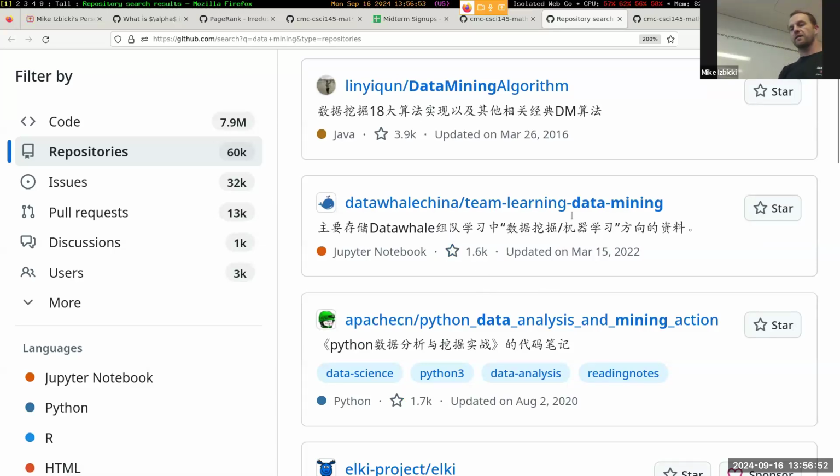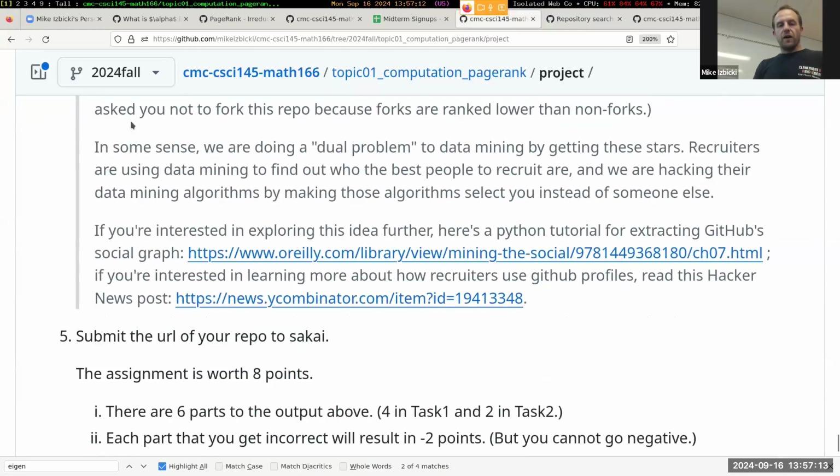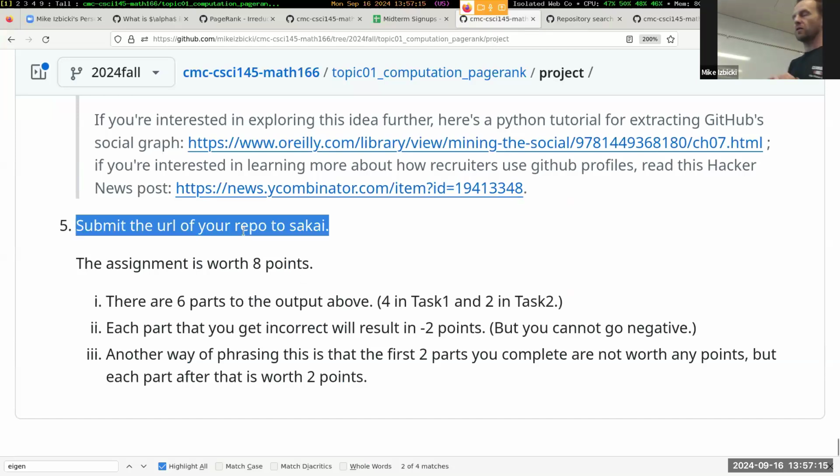And so the way that basically every search algorithm everywhere on every website that you interact with decides what things are more popular is somehow using PageRank to rate all of these repositories. So you're welcome to read through all these links if you'd like. But the important thing here, yeah, submit your repository to Sakai.